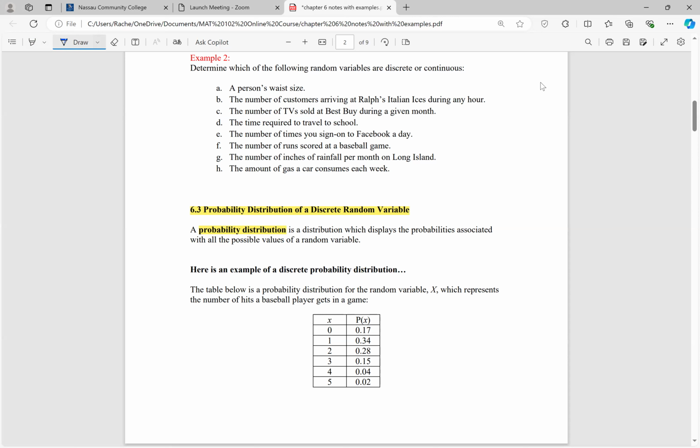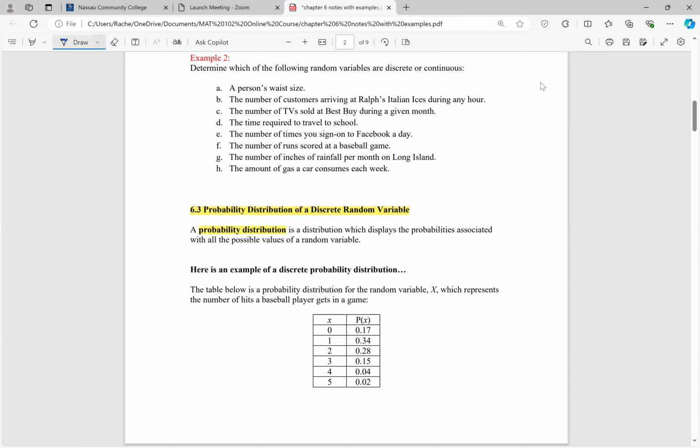So really all it is a table, and it has two columns. It lists the values of X for a random variable, and then in the column next to it, it displays the probabilities associated with all those possible values for X. So here's an example of a discrete probability distribution.